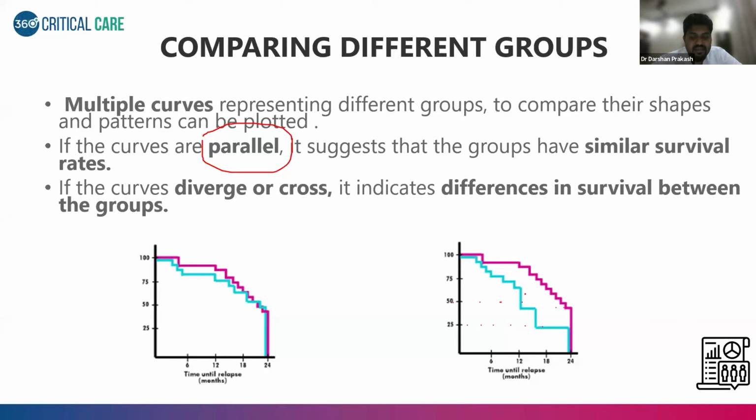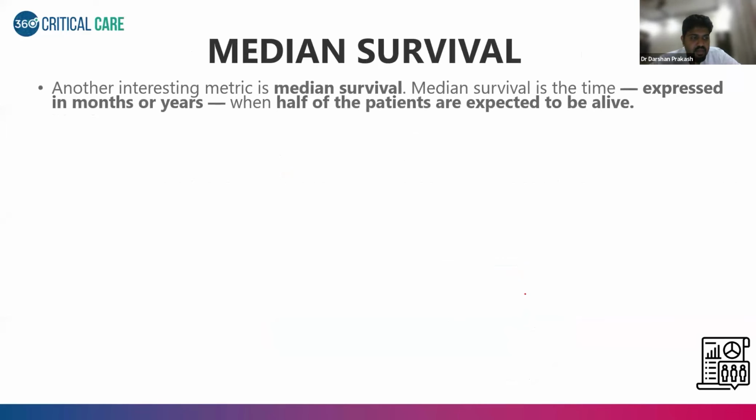What is median survival? Till now we were talking about the whole group. So what can we do about this is something that we quite often see, right? Median survival of a particular type of cancer or a particular type of surgery, etc. Median survival is the time, expressed in months or years, when half of the patients are expected to be alive. You're taking a group of say 100. If 50% are alive at that particular time interval, that is called the median survival.